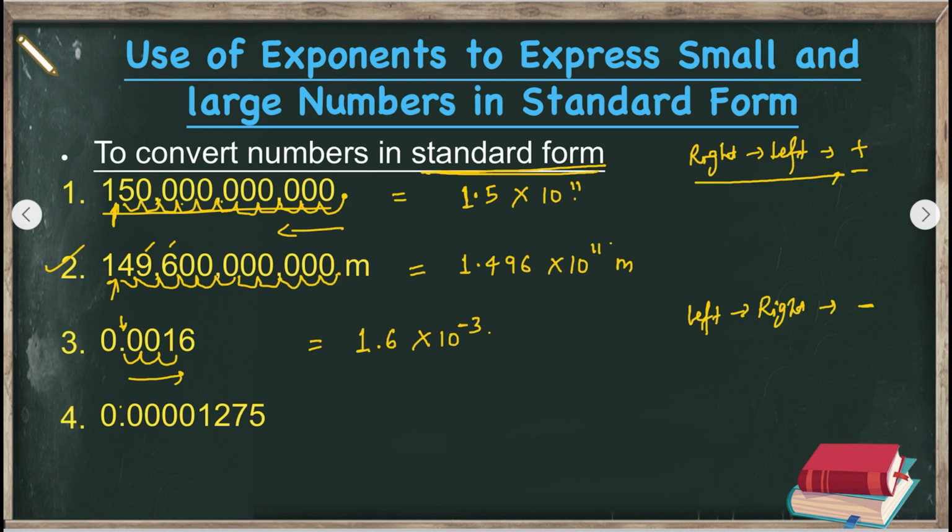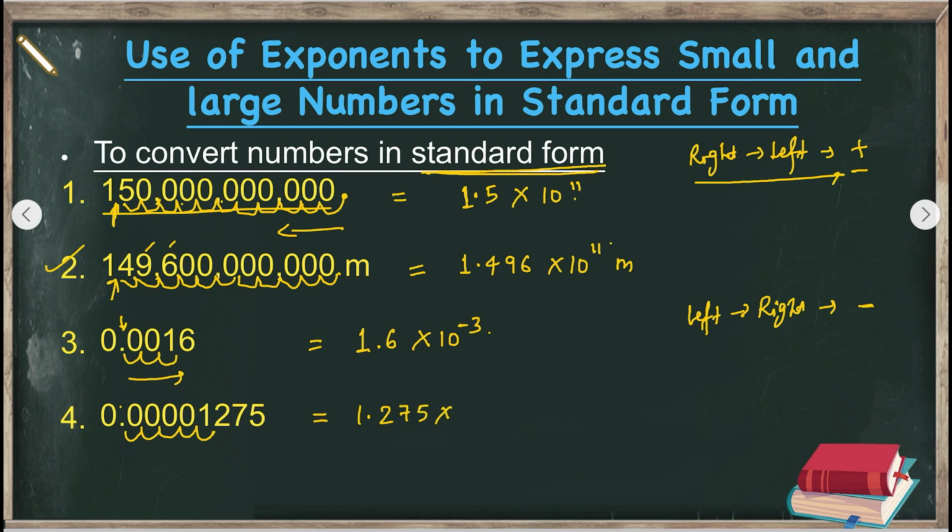Similarly in the fourth one, again you can clearly see the decimal here. We're going to bring the decimal right after the first digit. Okay, let's count the number of places we have: 1, 2, 3, 4, and 5 places we have to move. So this will be 1.2. Whatever the digits after the decimal, we're going to write those digits. Okay, we ignore only the zeros, but we'll write all the numbers.